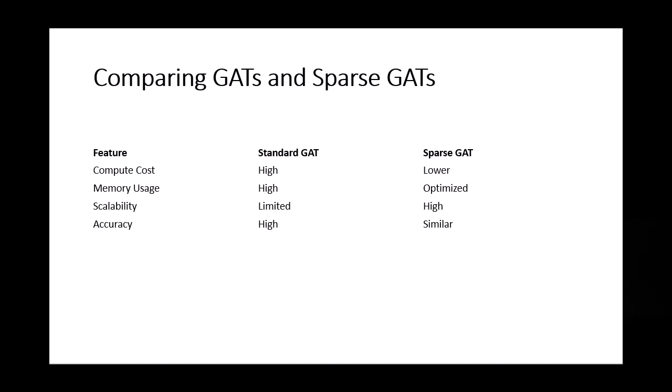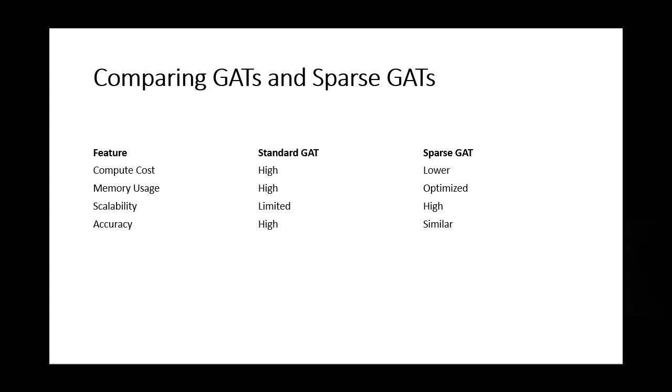So I just wanted to compare the GATs and then the sparse GATs so that you can see the compute power, the memory usage, the scalability, and accuracy. This comparison highlights how sparse GATs significantly reduce computation and memory usage while maintaining accuracy. So you can see, for example, a feature like the compute cost. For the standard GAT it's high, the other it's lower.